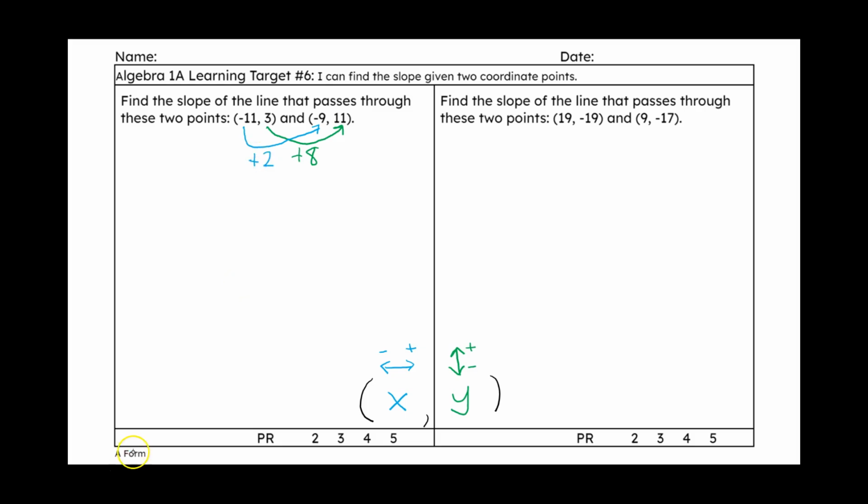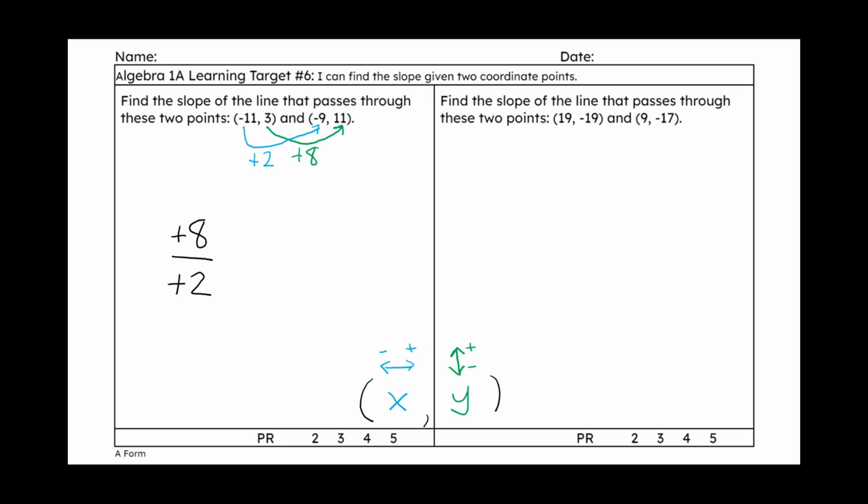So now let me express this as a ratio. How much did we go up or down? That's the green one here. That's your change in y. So that's positive 8 over how much did we go left or right? That's your positive 2. Now that is perfectly fine as your slope if you want to leave it like that.